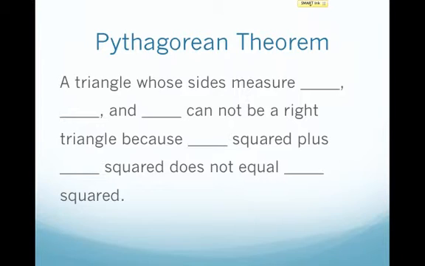Sentence frame 3 for the Pythagorean Theorem. A triangle whose sides measure blank, blank, and blank cannot be a right triangle because blank squared plus blank squared does not equal blank squared. So in this case, the first, second, and third blanks are going to consist of numbers that won't form a right triangle, which means that the first leg squared plus the second leg squared is not going to equal the hypotenuse squared.